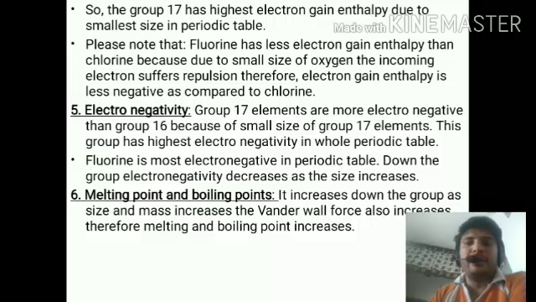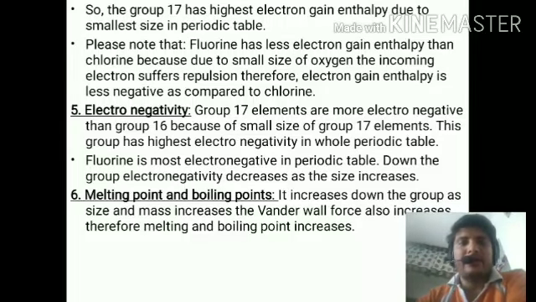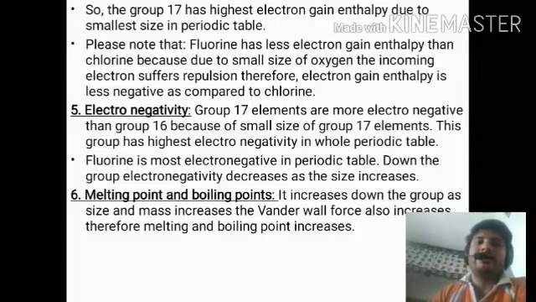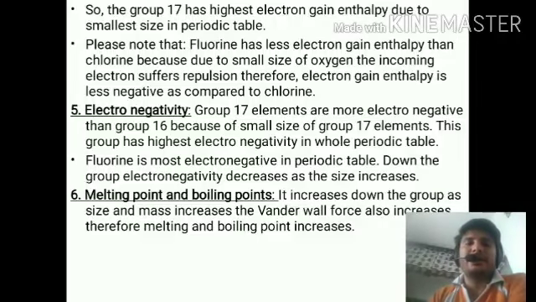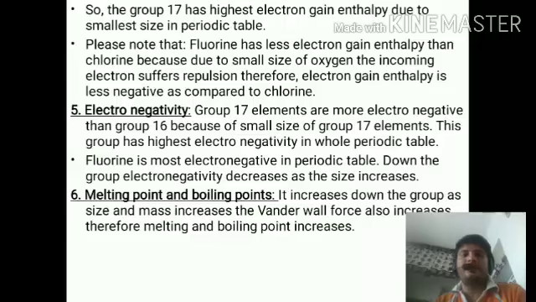Now the melting point and boiling point. Melting point and boiling point depend on the molecular mass. When you move from top to bottom, molecular mass increases, so the melting point and boiling point also increase, and the van der Waals force also increases. That's why melting point and boiling point increase. So the order of the melting point and boiling point of group 17 elements is: iodine has the highest melting point, then bromine, then chlorine, then fluorine.